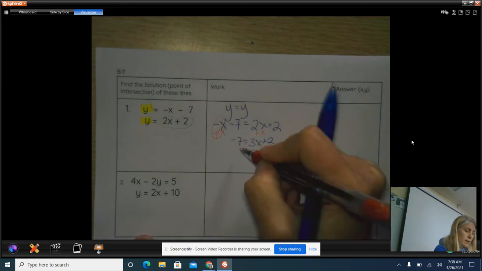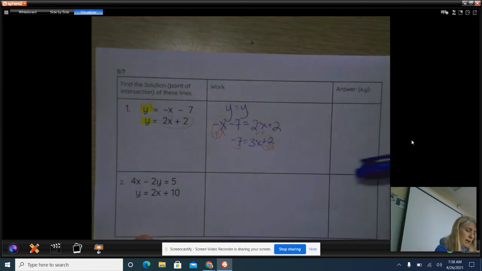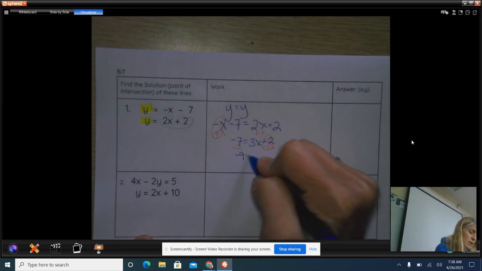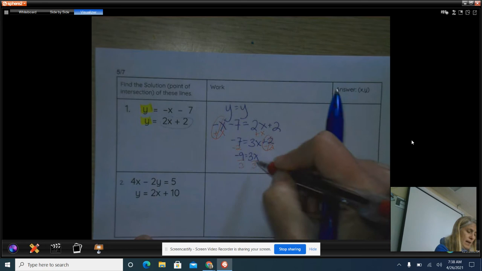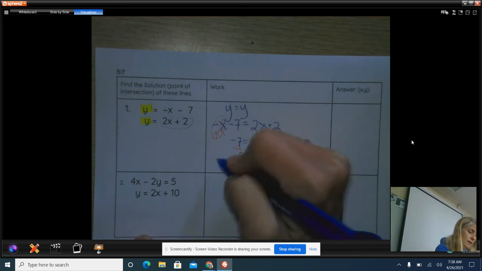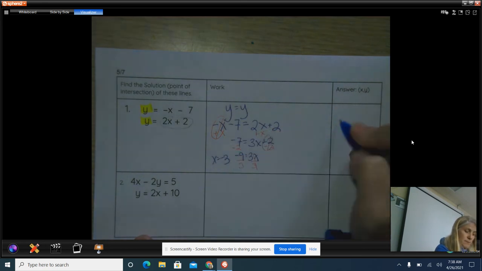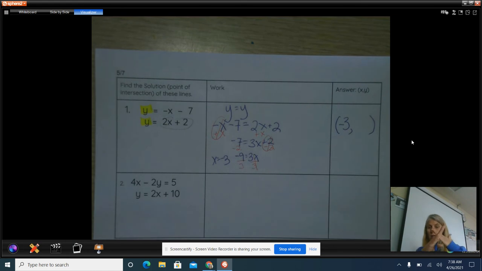Subtract 2 from both sides, and we have negative 9 is equal to 3x. Divide both sides by 3, and we have x is equal to negative 3. Now remember, that is half of our answer. Each answer is an ordered pair because we're looking for where those two lines intersect, that ordered pair where they cross.